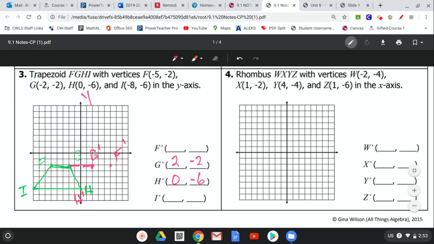Let's go back to F prime. We forgot to get that coordinate. That is going to be at 5, -2.